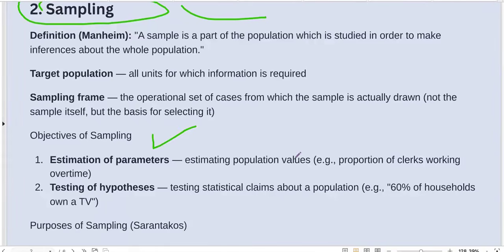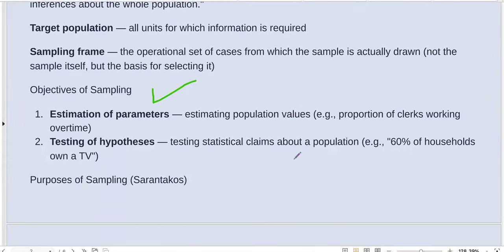Come to the objective of sampling. Why are we doing sampling? We want to estimate the population's values. We want to test the hypothesis. Hypothesis is a tentative relationship. We will go deep into it. Tentative relationship that you make among your variables, and that you will be testing. For that, you will choose a sample.